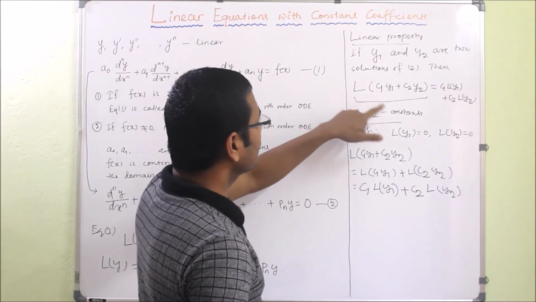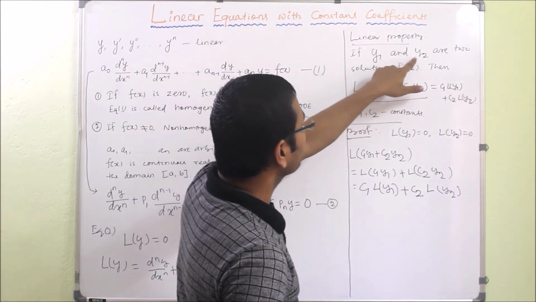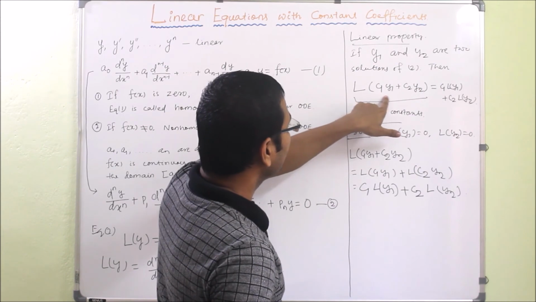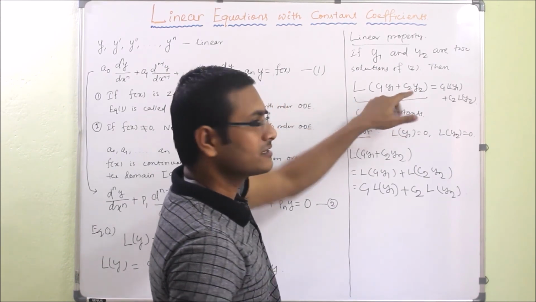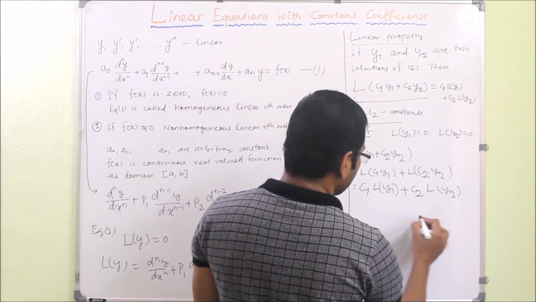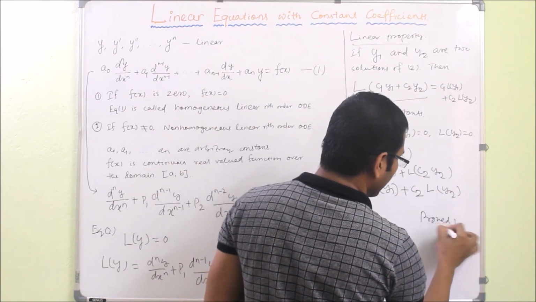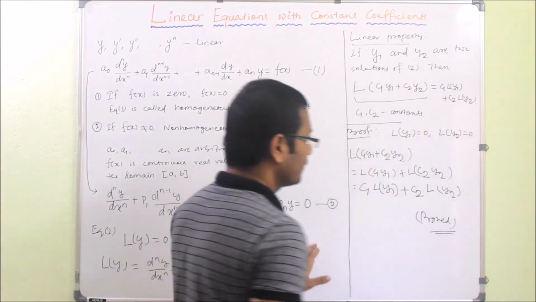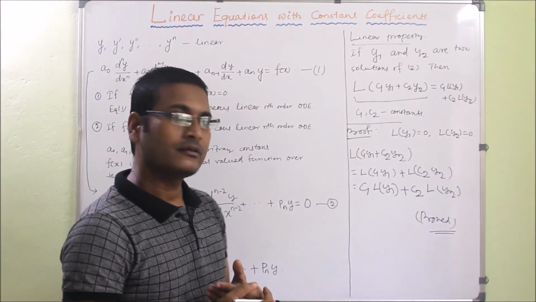Now what do we conclude? If y1 and y2 are solutions, then their linear combination is also a solution. So this is a very interesting property that we have to use in further lectures.